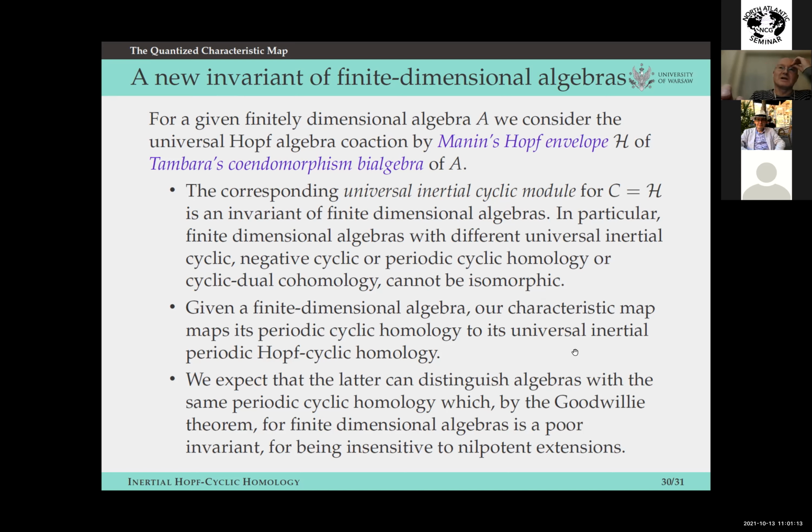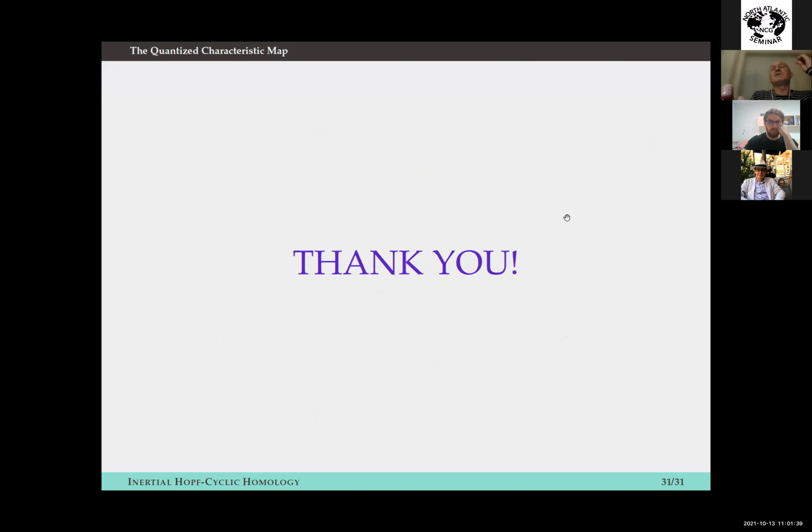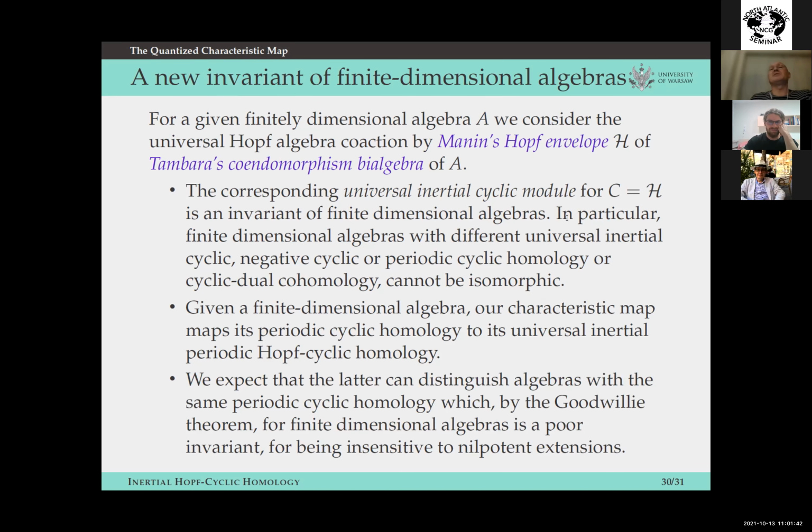So this inertial Hopf cyclic object, or periodic homology of this object, can remember things which usual periodic homology neglects. Now, you look into these symmetries of finite dimensional algebras. Usually these symmetries are very non-trivial and very much non-free. These finite dimensional algebras over complex numbers are very rarely Hopf-Galois extensions.